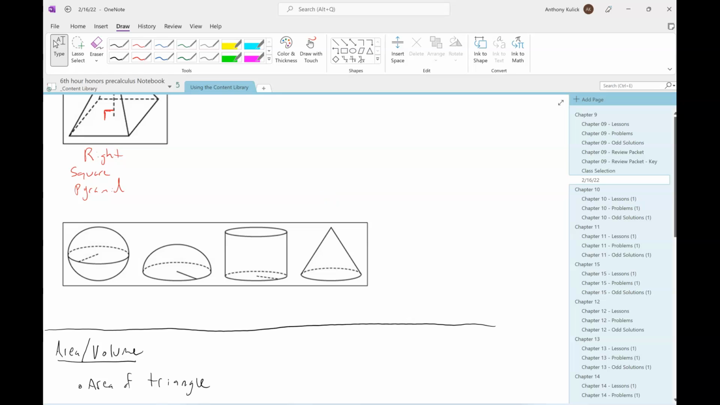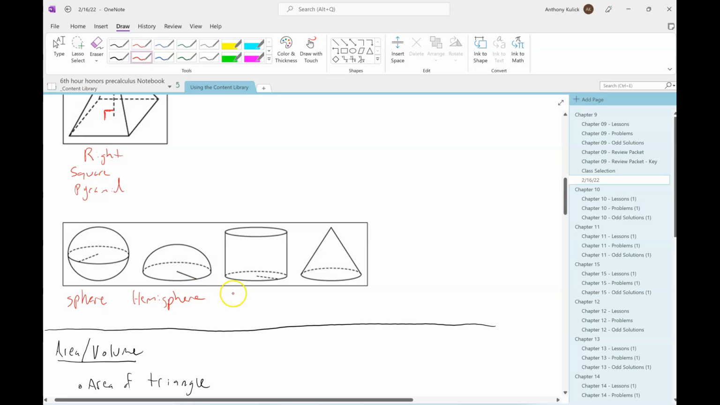Next four figures here. What do we see on the left? Sphere. Okay. How about the next one? Hemisphere. Yeah, way to go, global politics. Okay. The next guy? Cylinder. And the last one? Cone. And again, on a cone, the point of the cone is the apex, just like the pyramid.